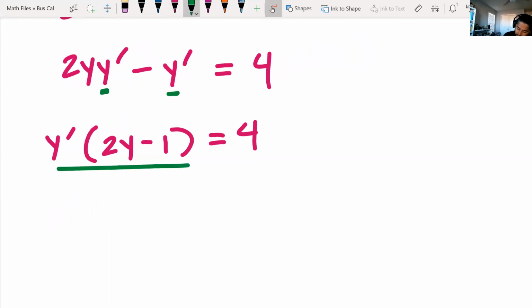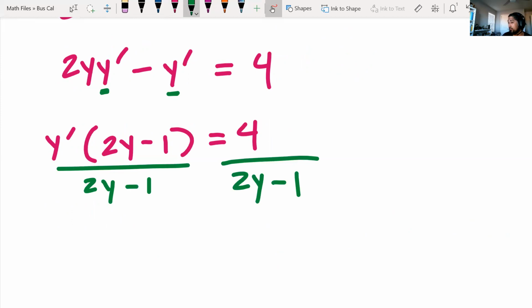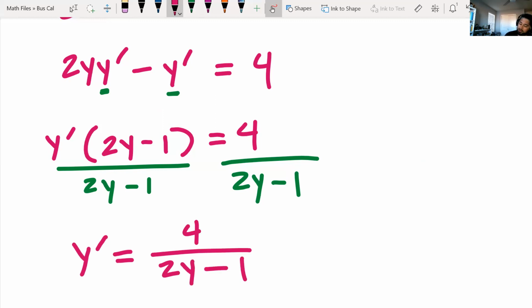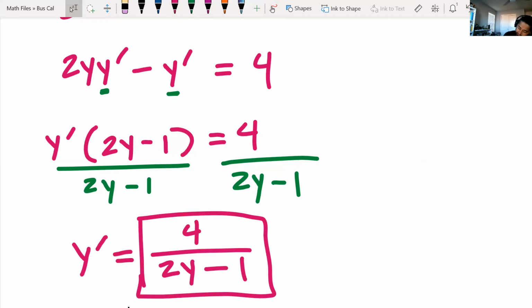Can you explain the 2y? How did you get that minus 1 in there? Because what did I factor out? The y prime. So what's anything factored from itself? 1. There you go. Okay. And then we end up with y prime is equal to 4 over 2y minus 1. And there's our implicit derivative.